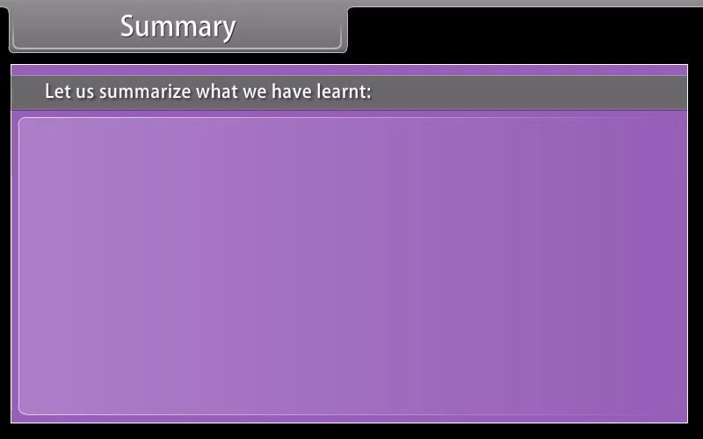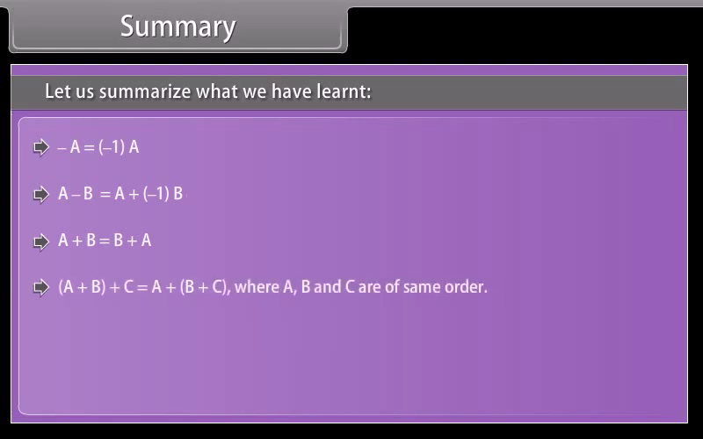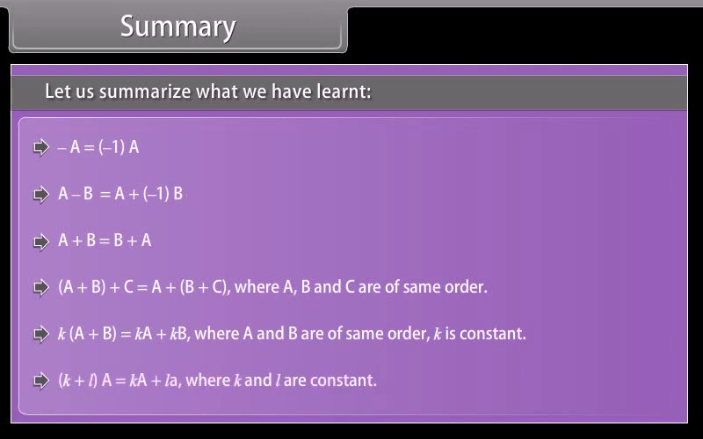Summary. Let us summarize what we have learned. Minus A is equal to minus 1 into A. A minus B is equal to A plus minus 1 into B. A plus B is equal to B plus A. A plus B plus C is equal to A plus B plus C, where A, B and C are of the same order. K into A plus B is equal to K into A plus K into B, where A and B are of the same order and K is constant. K plus L into A is equal to K into A plus L into A, where K and L are constants.